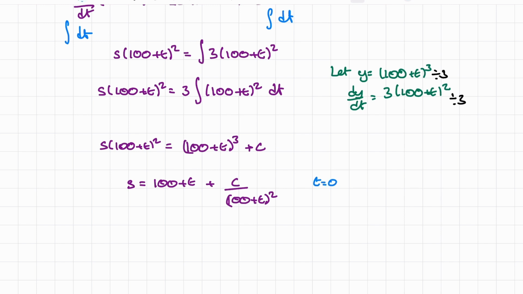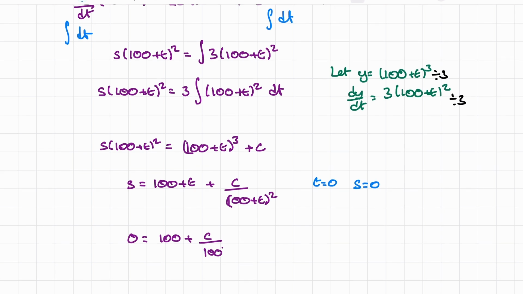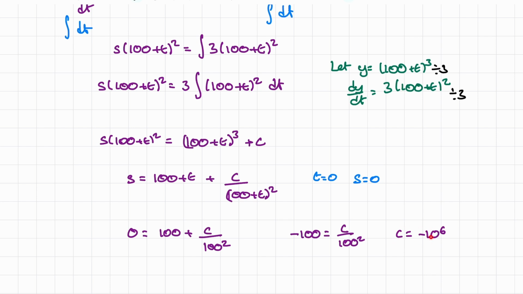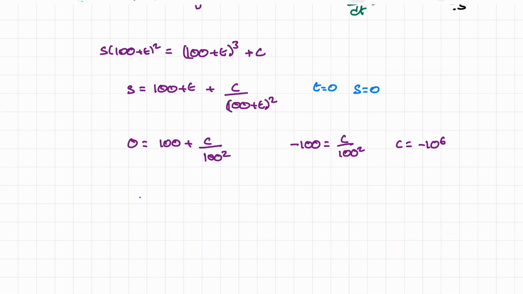And then when t equals 0, s will equal 0. We'll substitute both of these into here. So 0 will equal 100 plus c over 100 squared. We'll move this 100 to the left-hand side. So negative 100 will equal c over 100 squared. So c will equal minus 10 to the 6. And now we can put this constant term back into our equation here. So s will equal (100 + t) minus 10 to the 6 over (100 + t)².